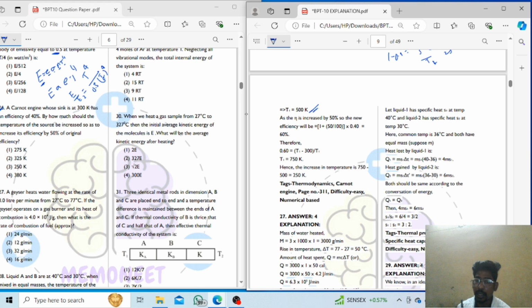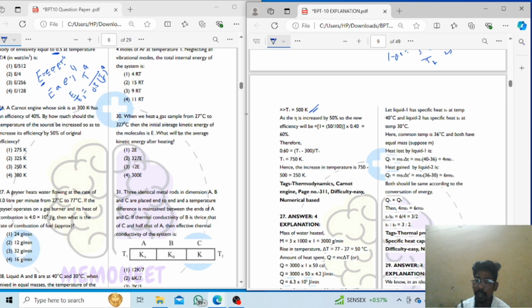Question number 27. A geyser heats water flowing at a rate of 3 liters per minute from 27 to 77 degrees Celsius, so the temperature change is 50 degrees. If the geyser operates on a gas burner and the heat of combustion is given in joules per gram, then what is the rate of combustion of fuel? This is a very good question.